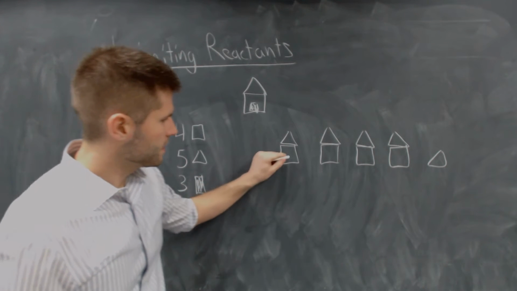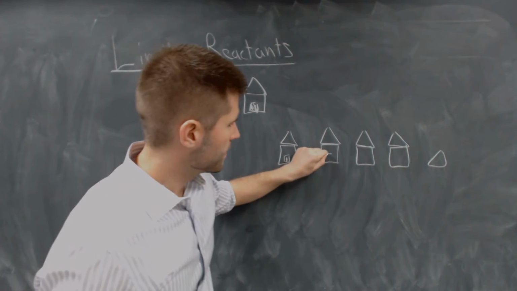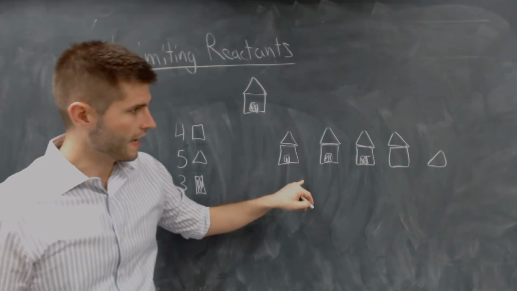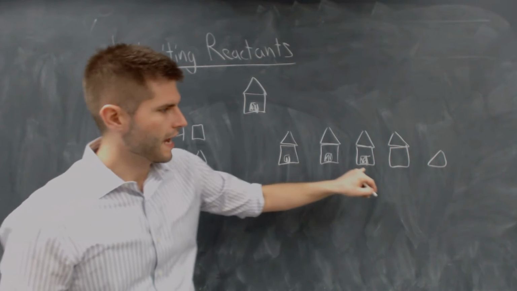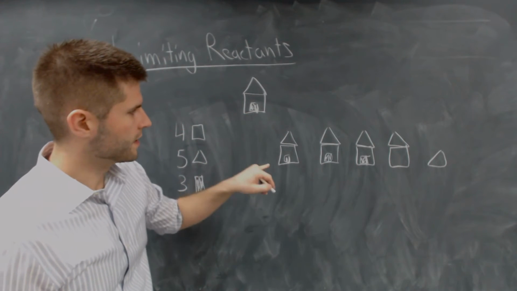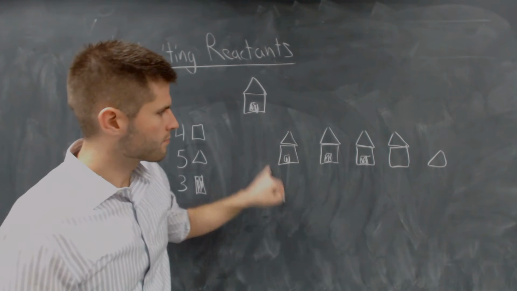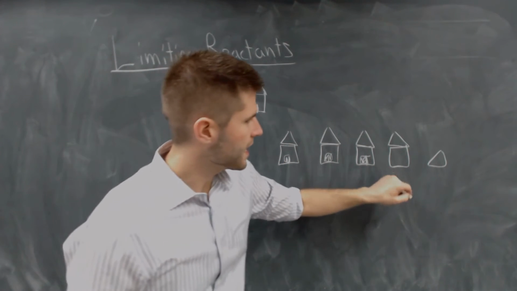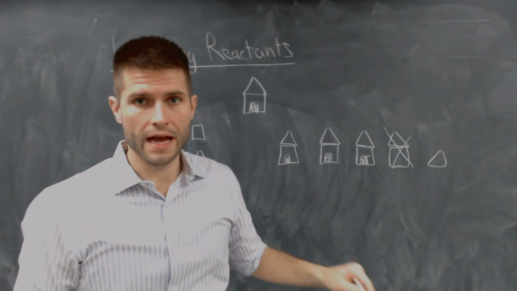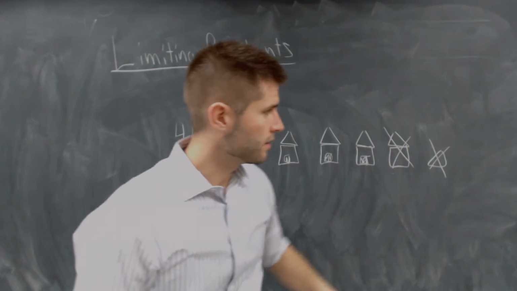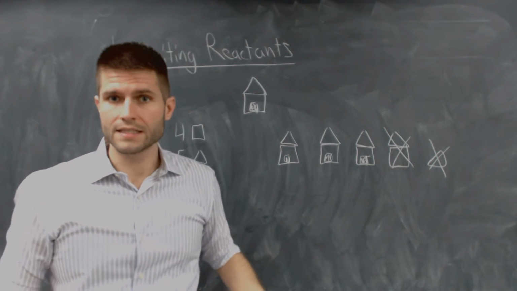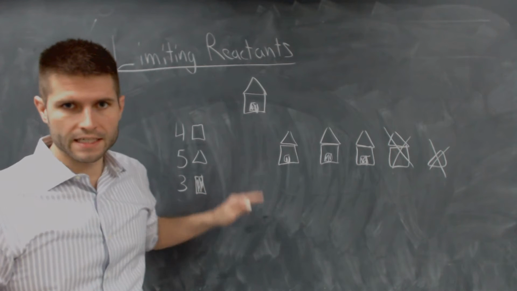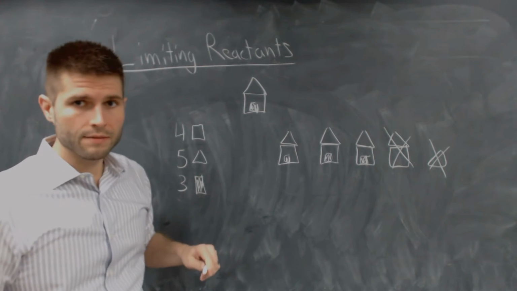Let's add in the doors. This house gets a door, this house gets a door, and this house gets a door. So now we can see that the first 3 houses are complete. They look just like this one. So these are our reactants, these are our products, and we know that we can make a total of 3 complete houses. This house does not have a door, so it is not a complete house. This house doesn't have a door, does not have a base, so it is not a house.